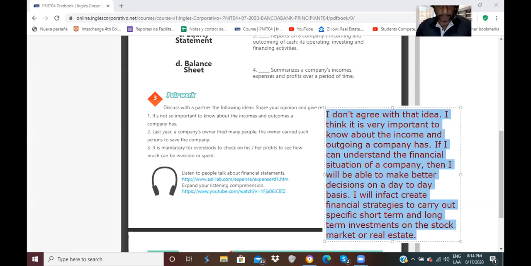I don't agree with the idea. I think it is very important to know about the income and outgoing a company has. If I can understand the financial situation of a company, then I will be able to make better decisions on a day-to-day basis. I will, in fact, create financial strategies to carry out specific short-term and long-term investments on the stock market or real estate.